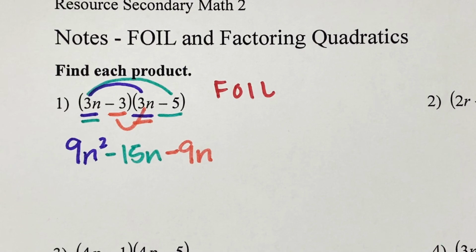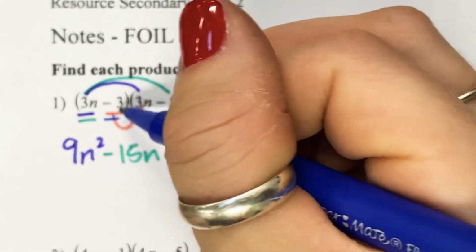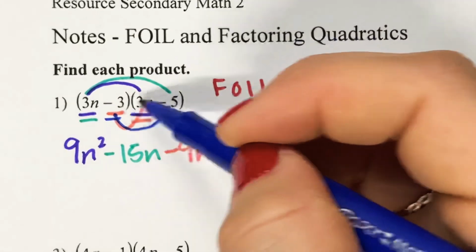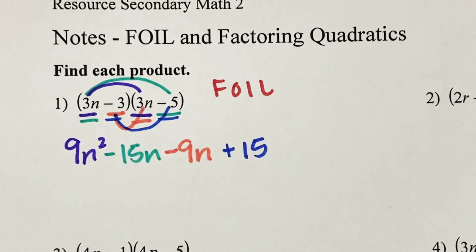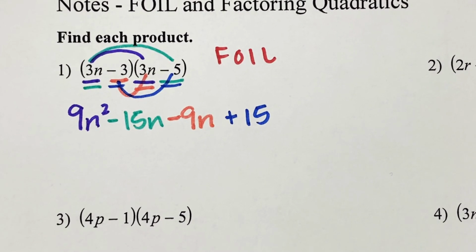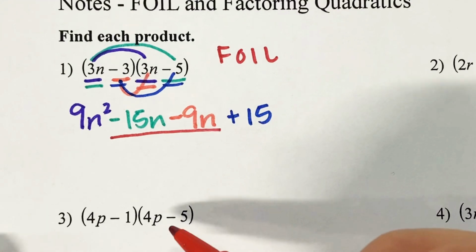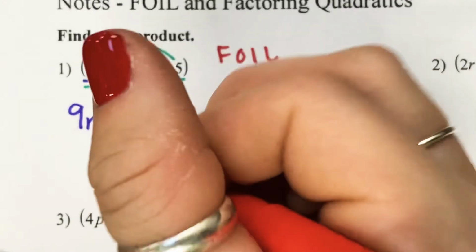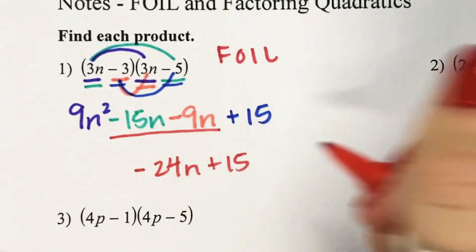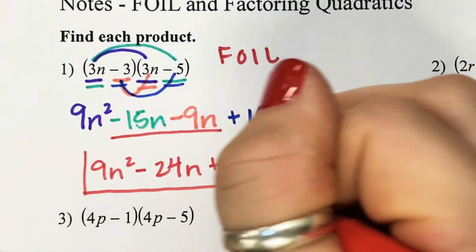Okay, and now we have our L, which stands for last, which is negative 3 times negative 5. Well, a negative times a negative gives me a positive. 3 times 5 gives me 15. Okay, and we're not quite done because we now need to combine like terms, but we know it's these middle guys because they both have just one n. So negative 15 minus 9 is going to give me negative 24. And then put the plus 15 on the end, the 9n squared in the beginning, and there is our quadratic.